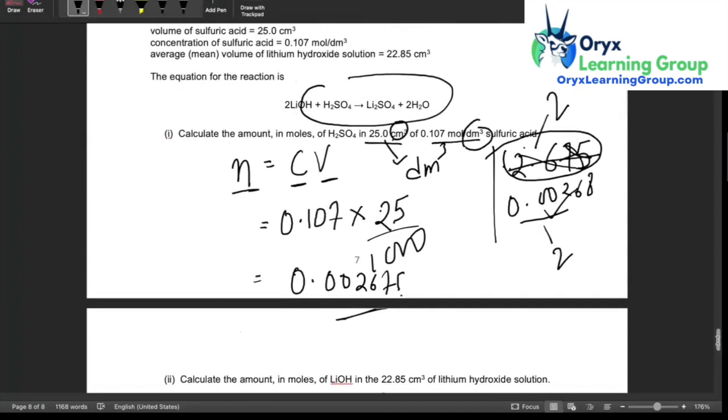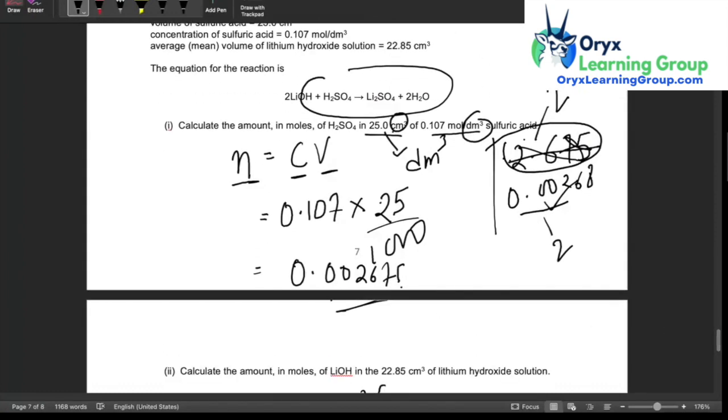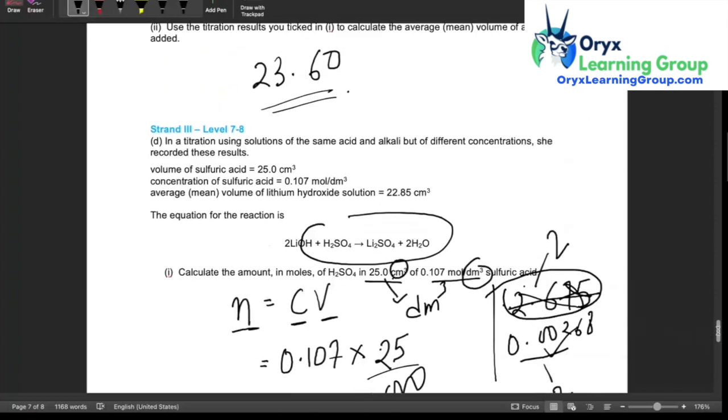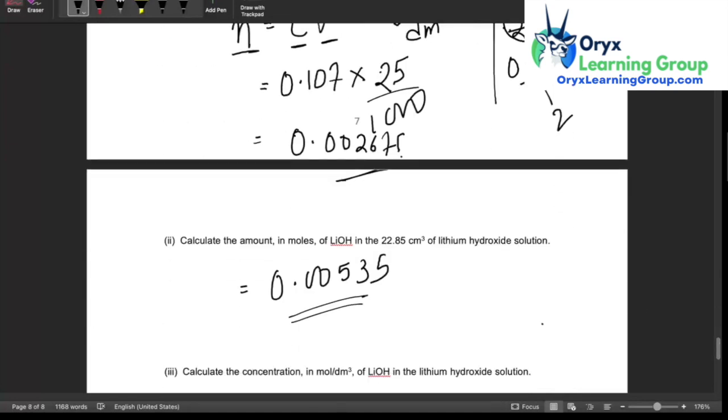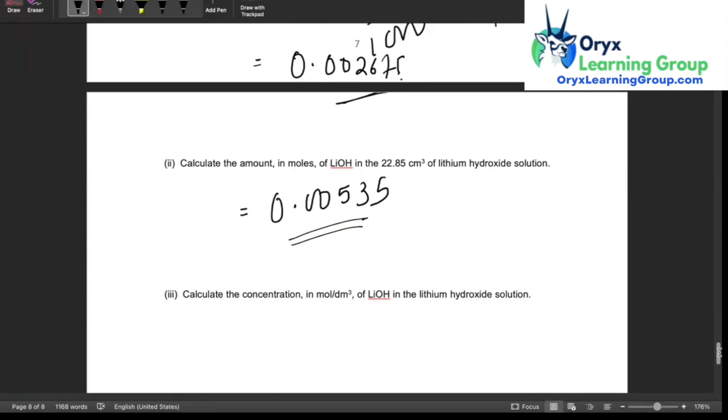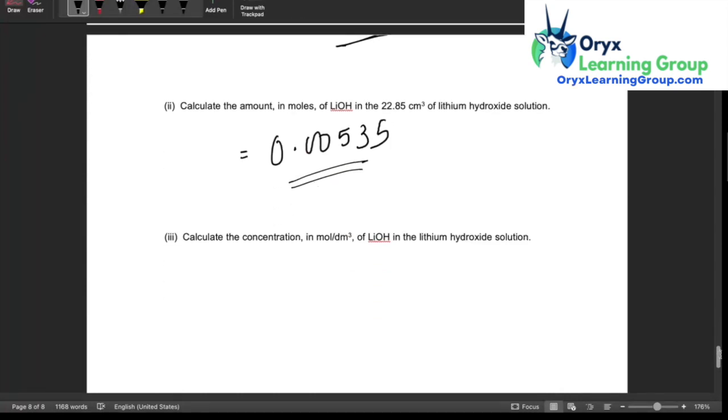So what we have to do is, see, we have calculated in the first part the number of moles of sulfuric acid. Now you can see that the mole ratio between sulfuric acid and LiOH is 2:1. It means that the number of moles of LiOH is double the number of moles of sulfuric acid. So you have to multiply this number by 2. So the answer will be 0.00535. Is everyone clear with this or no? Yes. Okay, let's go to the next question.